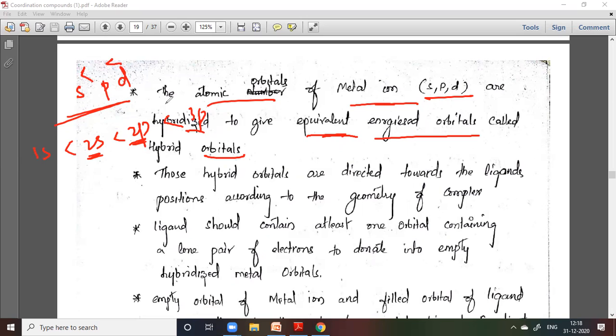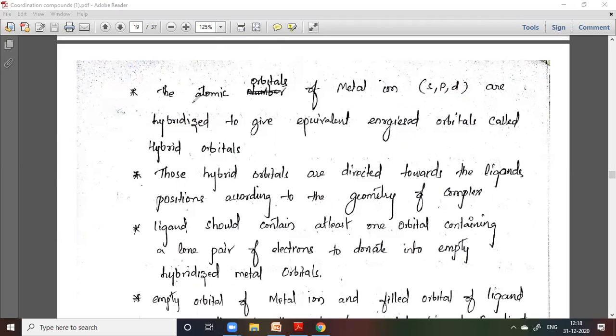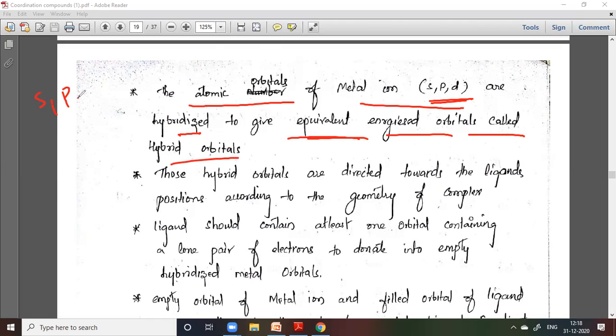But when you take the hybrid orbital, the energy of each orbital will be the same. Hybrid అయితే మళ్ళీ సేమ్ ఉంటుంది, the energy will be same. So the atomic orbitals of metal ion s, p, d are hybridized to give equivalent energized orbitals called hybrid orbitals. Actually atomic orbitals s, p, d have different energies, but when they get hybridized, you get the same energy. That is the hybridized orbitals.